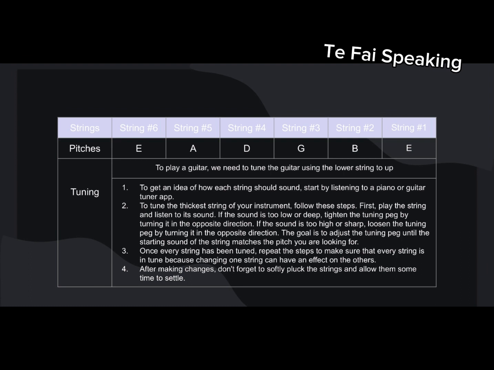The goal is to adjust the tuning peg until the sound of the string matches the pitch that you're looking for. And third, once every string has been tuned, repeat the steps to make sure that every string is tuned, because changing one string can have a significant effect on others. And fourth and last step, after making the changes, don't forget to softly pluck the strings and allow them some time to settle, because if not, your guitar will break so easily, trust me.